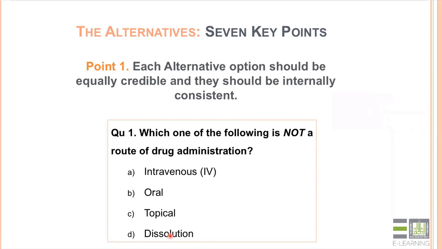So just to emphasize, the list of alternatives should be plausible, credible to the question. Something that would not be plausible would be, for example, replacing this answer with diffraction. Again, it's got nothing to do with pharmacy, and a student who doesn't really have a good understanding of pharmaceutics or pharmacy would be able to see that diffraction does not relate to drug administration.